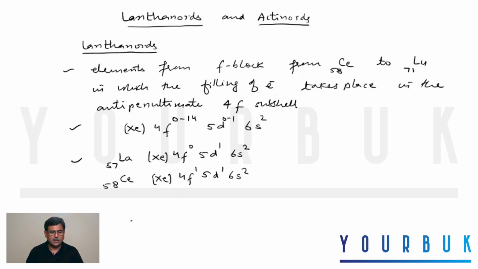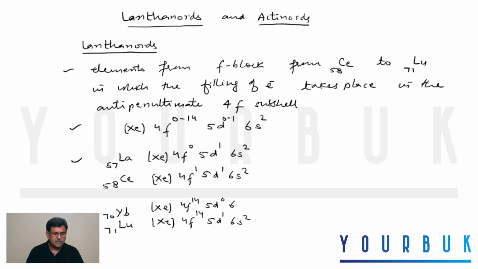And then we write the last element, lutetium. Atomic number is 71, where the F subshell is fully filled, xenon 4f14, 5d1, and 6s2. Then the second last element, ytterbium, atomic number 70, has configuration 4f14, 5d0, and 6s2. One electron jumps from 5d to 4f to make the 4f fully filled and gives extra stability in the ground state.